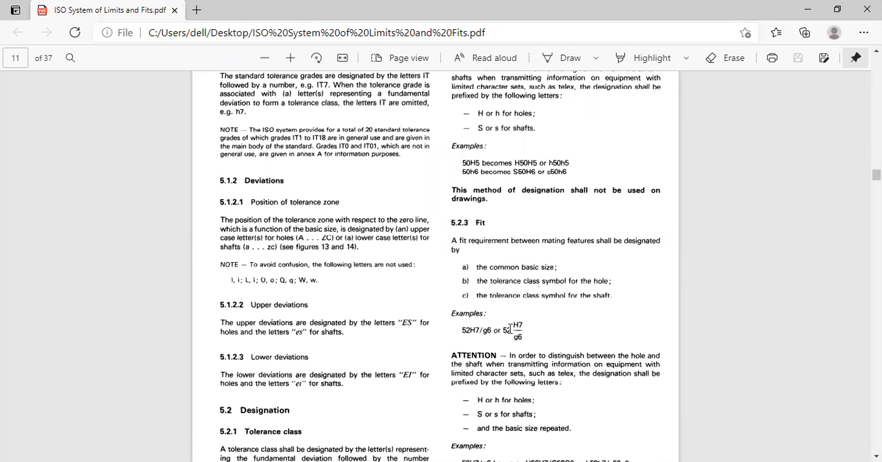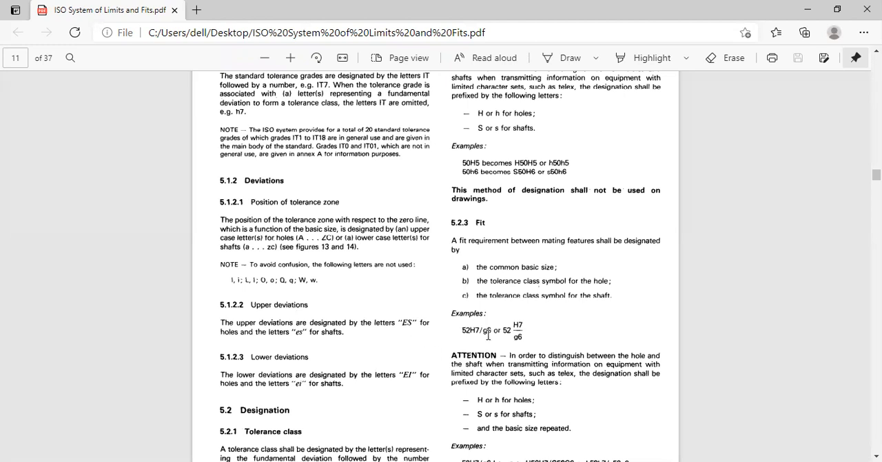Suppose he is giving in the examination 52 H7/G6 and is asking us to calculate the size of the hole, the size of the shaft, and what type of fit you obtain by this hole shaft pair. You have to do that.